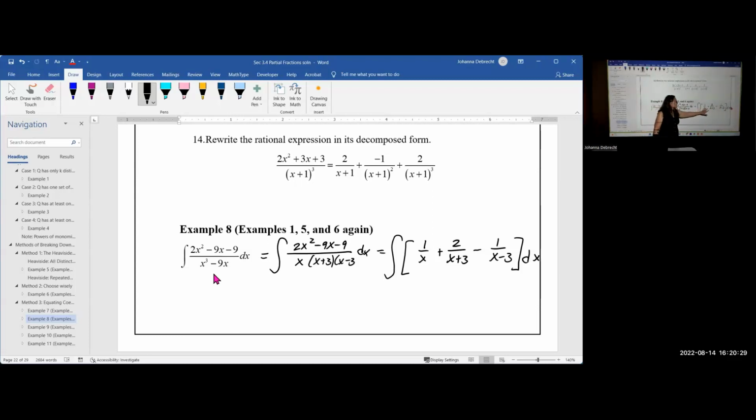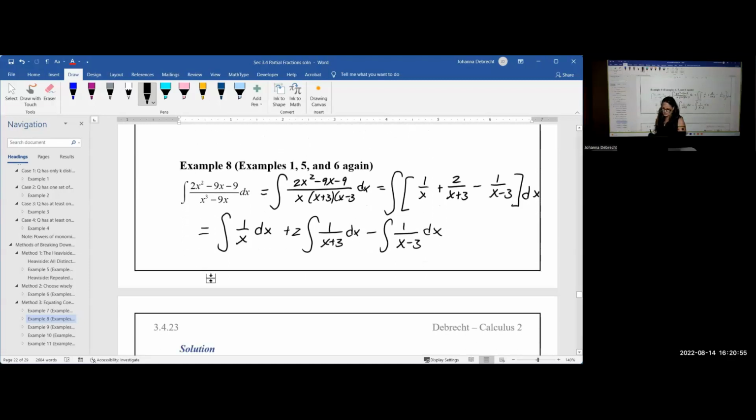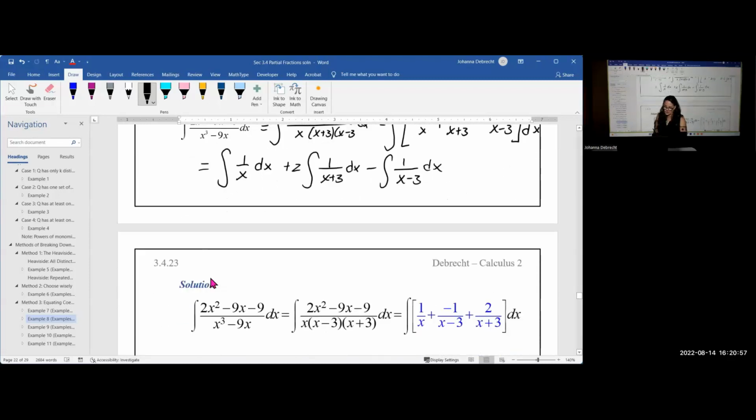Now, because these are sums and differences, we can split the integral across the 3. And so the integral of that complicated rational expression on the left becomes the integral of 1 over x dx plus 2 times the integral of 1 over x plus 3 dx minus the integral of 1 over x minus 3 dx. Hopefully I said that right. Okay, which is what we have here. Now what do?